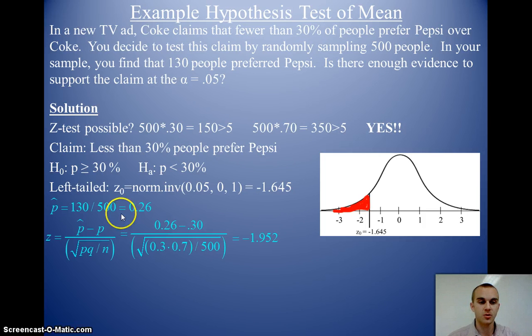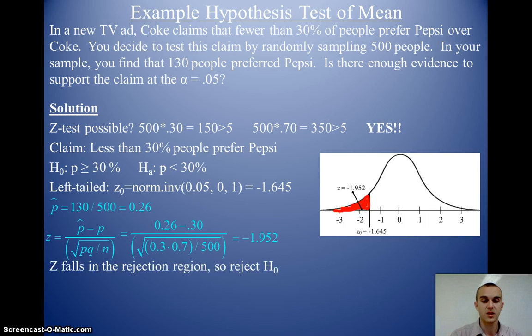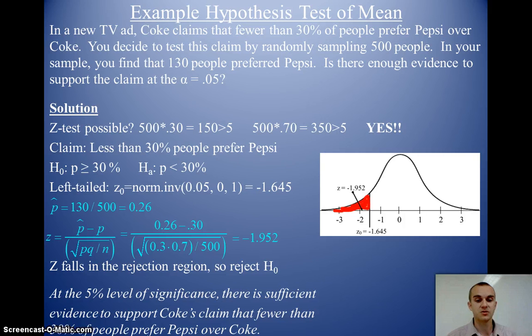Now I can plug everything in the formula. Here's my sample proportion, the testing proportion that was claimed, and I used the claimed versions to help me with the denominator, and there's 500 in my sample. That gives me negative 1.952. And if I look, that would fall within my rejection region. So I'm going to reject the null hypothesis. Thus, at the 5% level of significance, there is sufficient evidence to support Coke's claim that fewer than 30% of people prefer Pepsi over Coke.